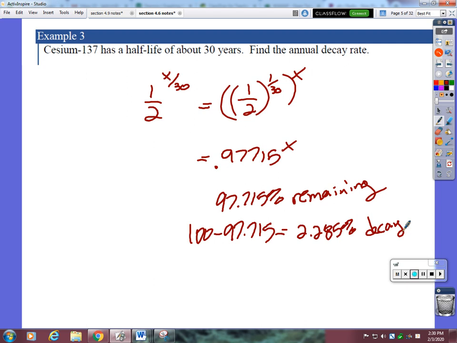Because it's 30 years. So that gave us this number right here, which make sure you know how to do that on your calculator. And then that's not the answer to the decay rate. That tells us how much is left. So to figure out what the decay rate is, you could either go 1 minus that, or you could change it to a percent and then go 100 minus that. Okay? Okay.